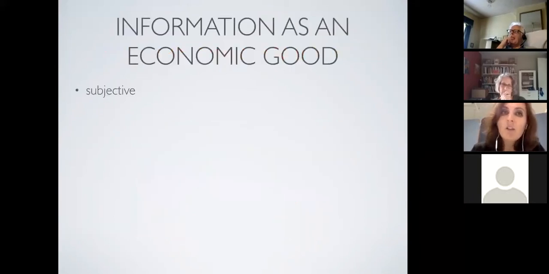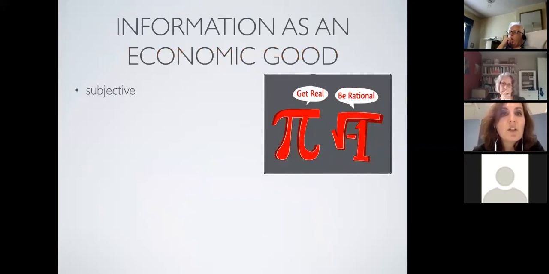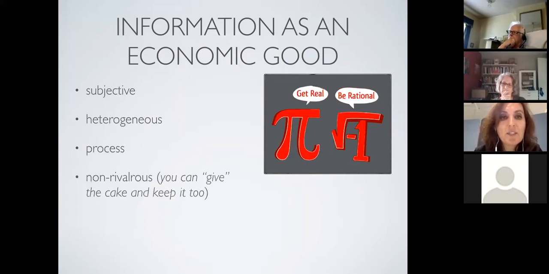So if we model information as an economic good, we know that it can be subjective, right? From the same idea or the same phrase, we can understand two different things just because we are two different individuals. It can be heterogeneous. Also, it is a process. Information is not a good or something tangible, but it is more of a flow or a process.